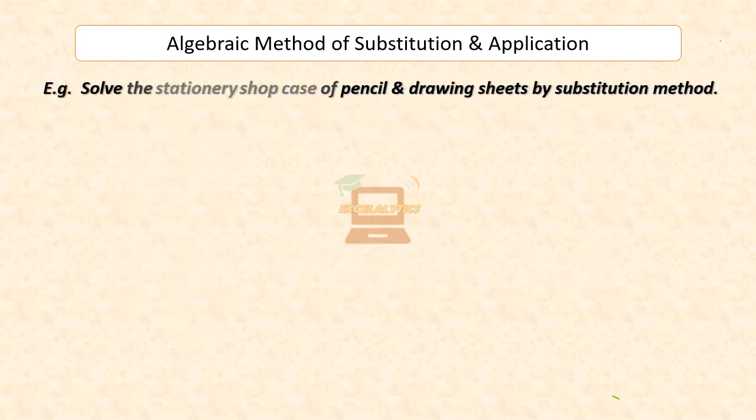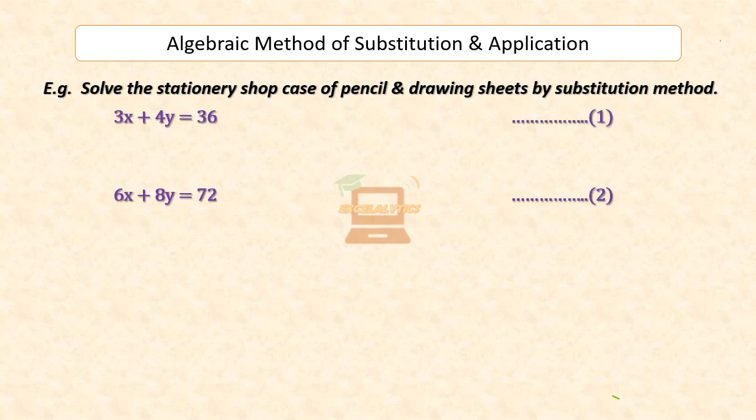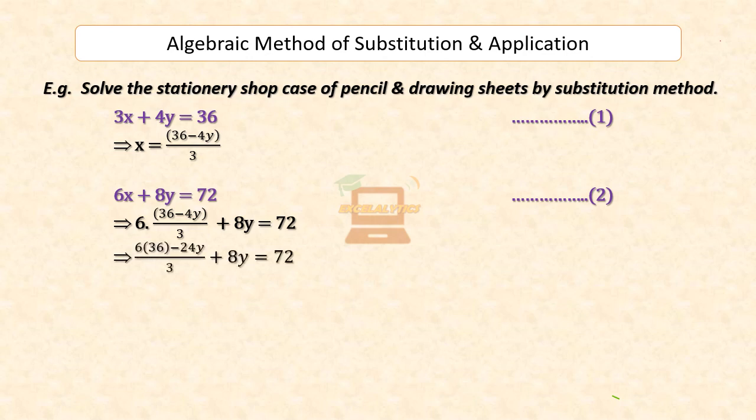Solve the stationery shop example of pencil and drawing sheets by substitution method. Let us recall the algebraic pair of equations formed. From the first equation, x equals (36 minus 4y) by 3. Substituting this value of x in equation 2, we get 6 times (36 minus 4y) by 3, plus 8 times y equal to 72. This simplifies to 6 times (36 minus 4y) by 3 plus 8y equals 72. Again, this will be 72 minus 8y plus 8y equals 72, that is, 72 equals 72.